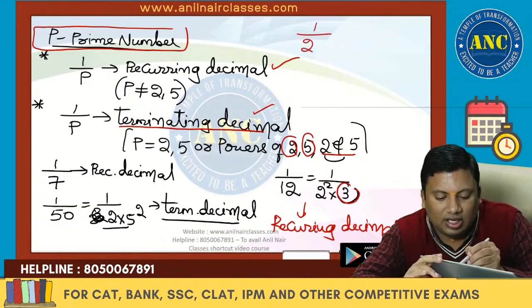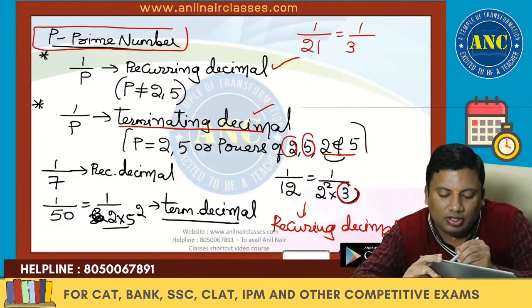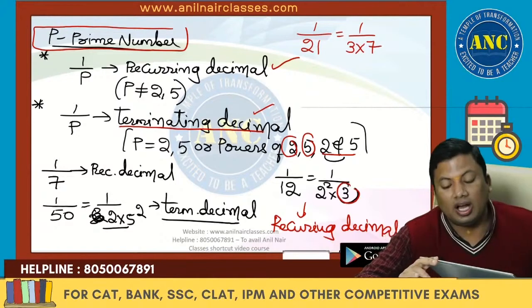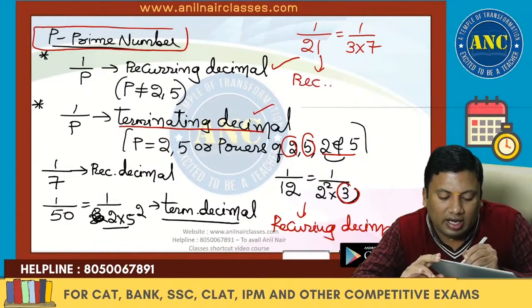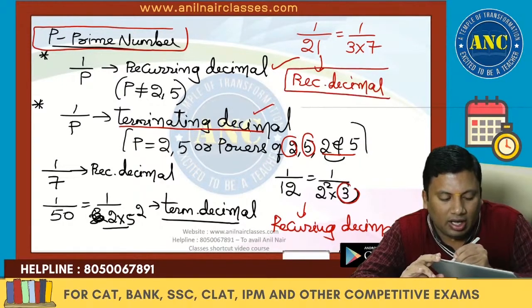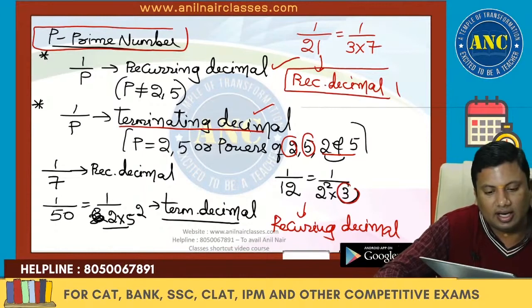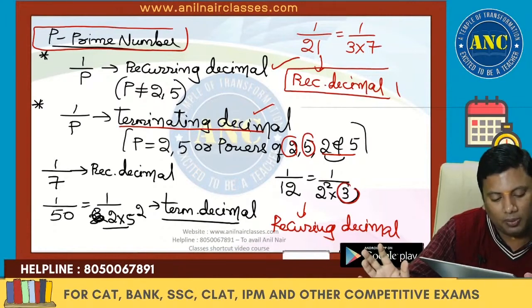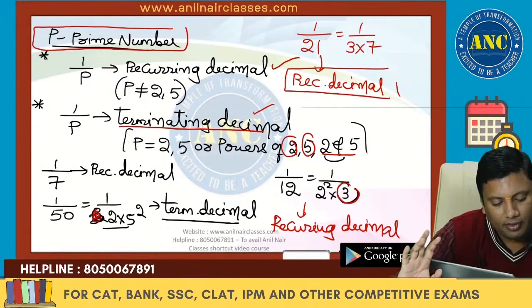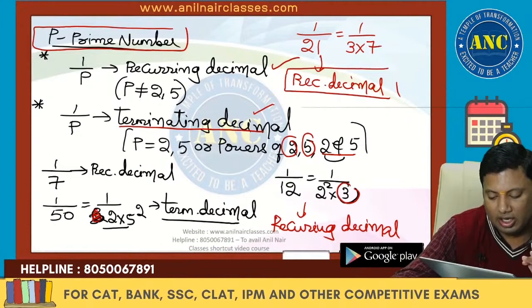1 by 21. It is 3 into 7. The denominator has primes other than 2 and 5, so this will give you a recurring decimal. I hope the idea is clear. Most of the concepts you will not find in the regular textbook and you know it very well. No repeat telecast. 2 into 5 square is a terminating decimal.